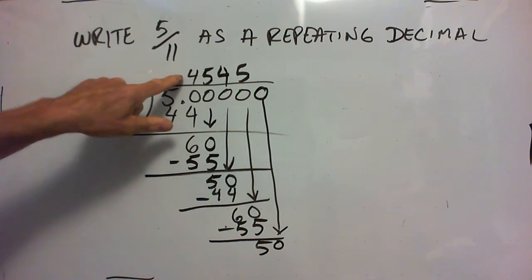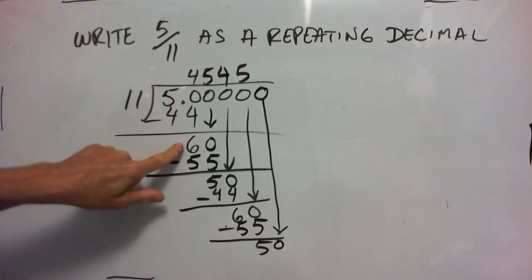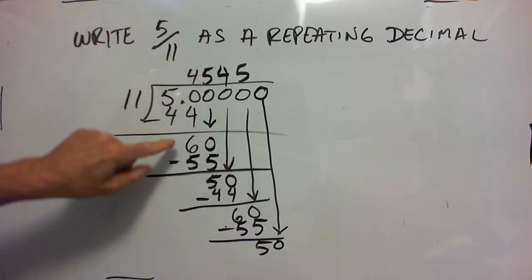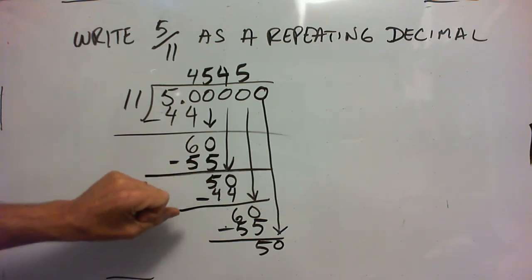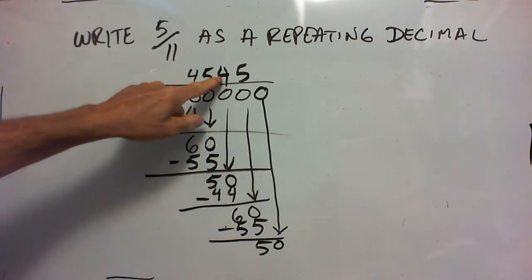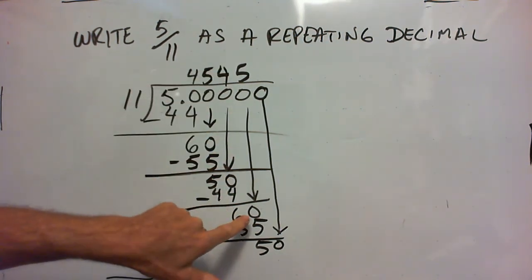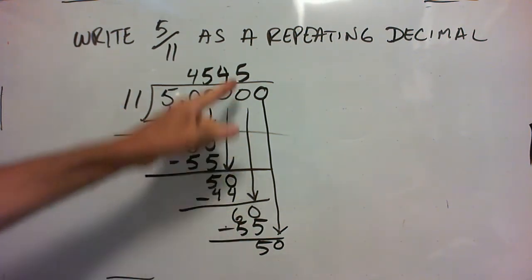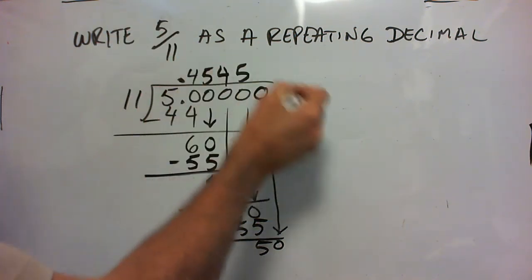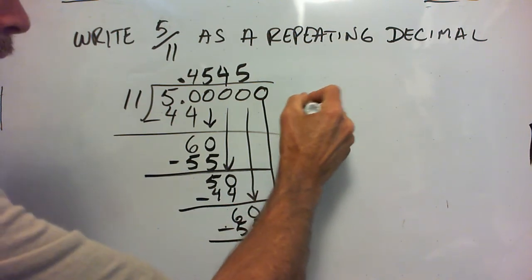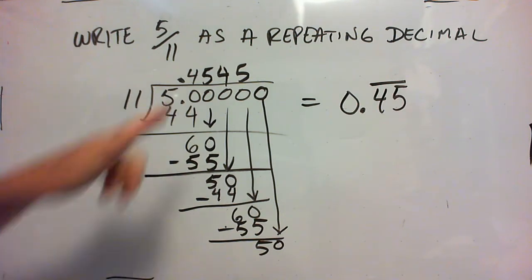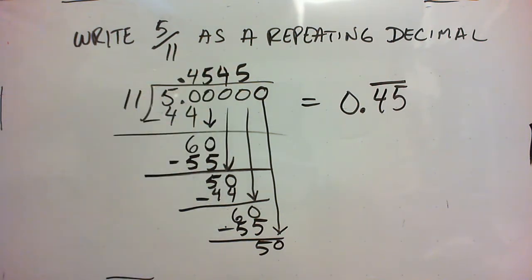So here we get 4 times 11, 44. Subtract, 6, carry down a 0. 11 into 60 divides 5 times. Multiply, 5 times 11 is 55. Subtract, get a 5, carry down a 0, 50. 11 goes in there 4 times. Subtract, carry down. 11 goes into 60 5 times, and we see the pattern. So 0.4545, we write that as 0.45 with the line over, because we're going to keep getting the 4, 5, and the 4 and the 5. So that's our answer.